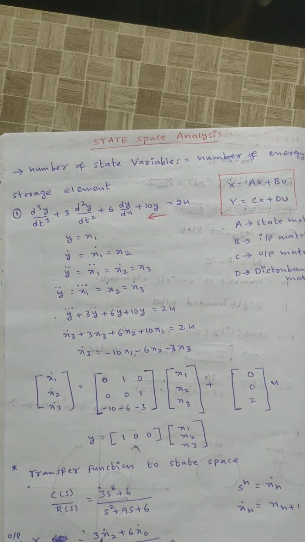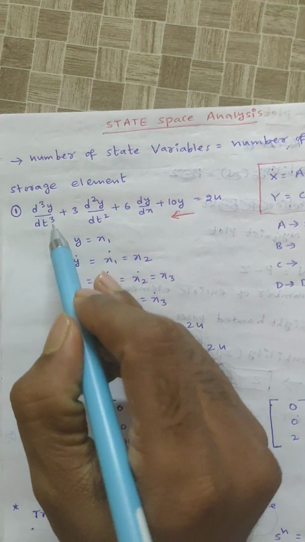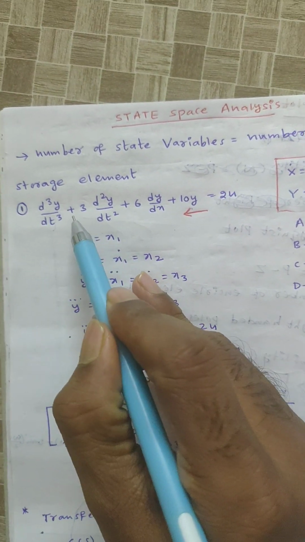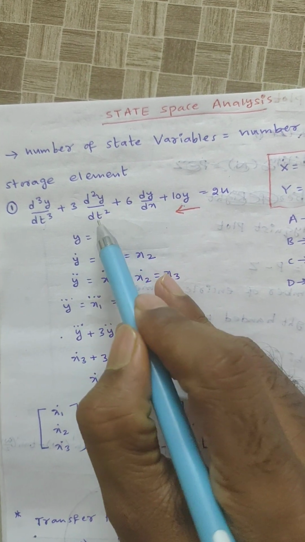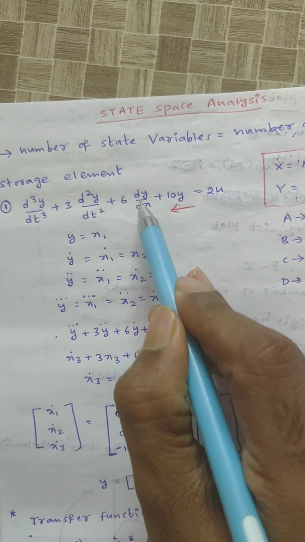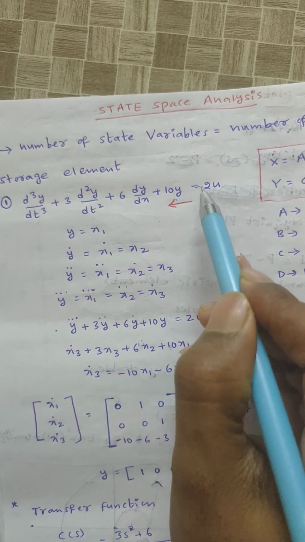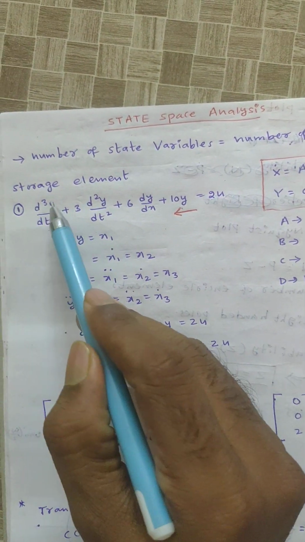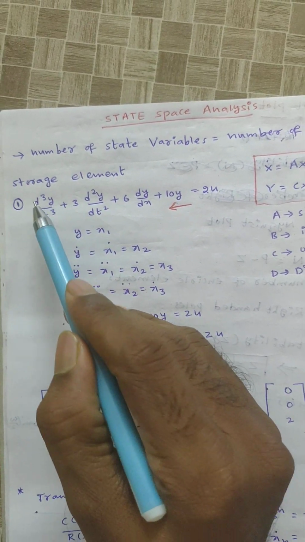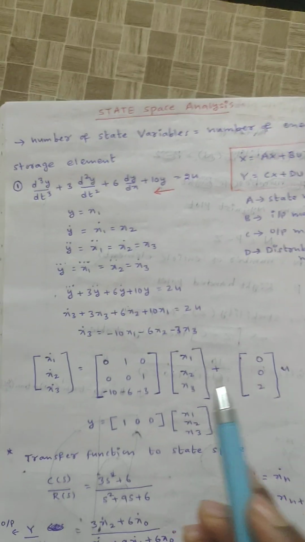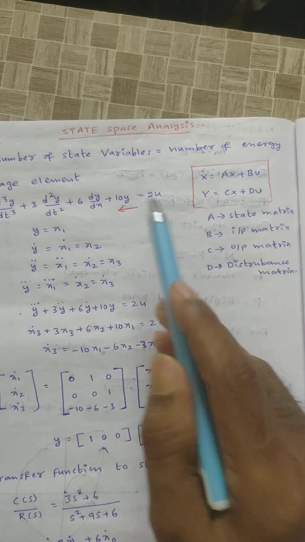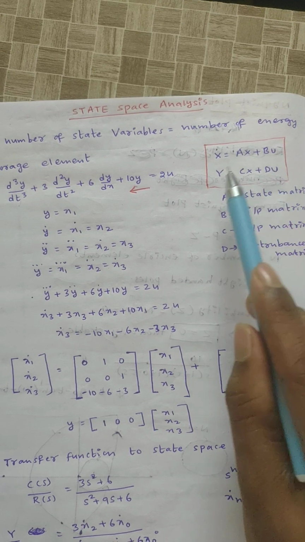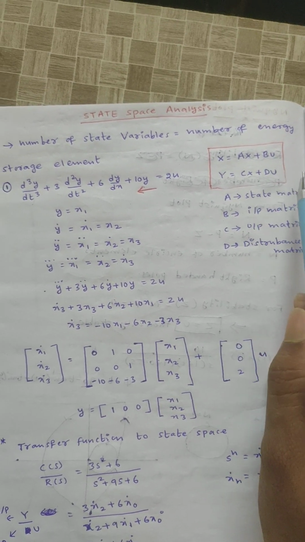Now see here, let us consider a differential equation: d cube y by dt cube plus 3 d square y by dt square plus 6 dy by dt plus 10 y equals 2 u. From this given differential equation we need to find the state transition matrix, or we can represent this given system in the form x dot equals A x plus B u, y equals C x plus D u.